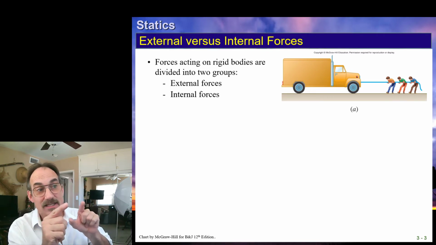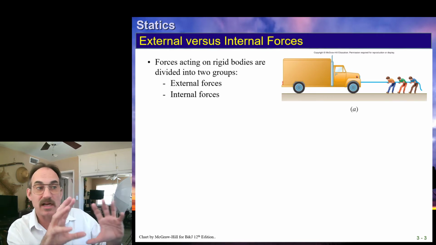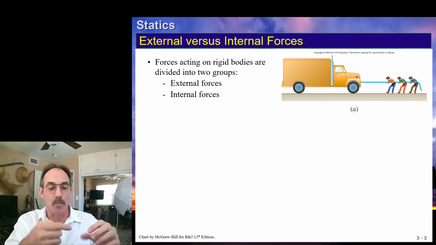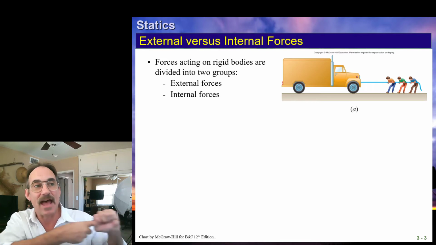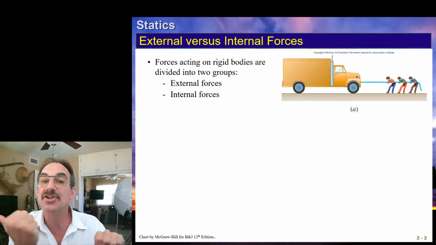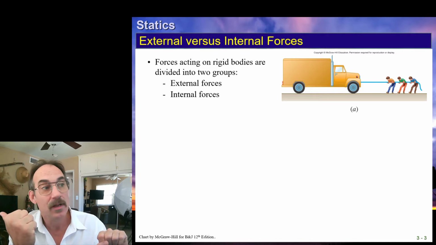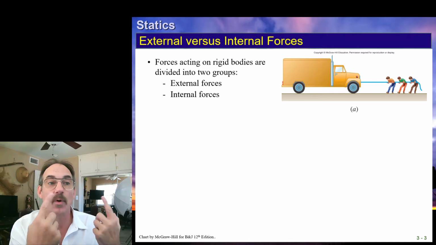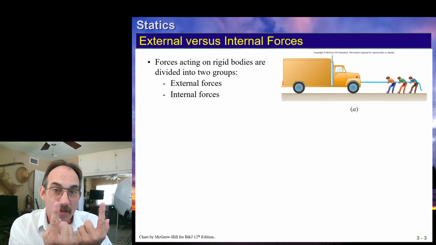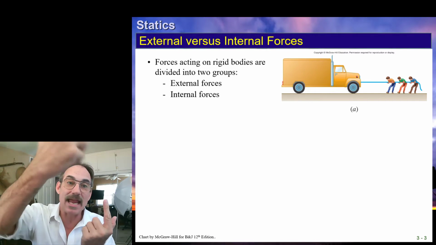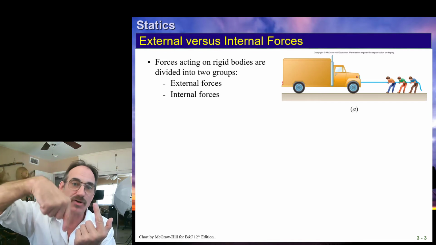If you take a look at this, we have these guys. This is a truck sitting here, and we have external forces applying. They're pulling on a rope. The rope is attached to the truck, and that force that they apply is an external force applied along the axis of the rope. We can also see we've got external forces of the reactions of the ground pushing up, because the weight of the truck is pushing down.